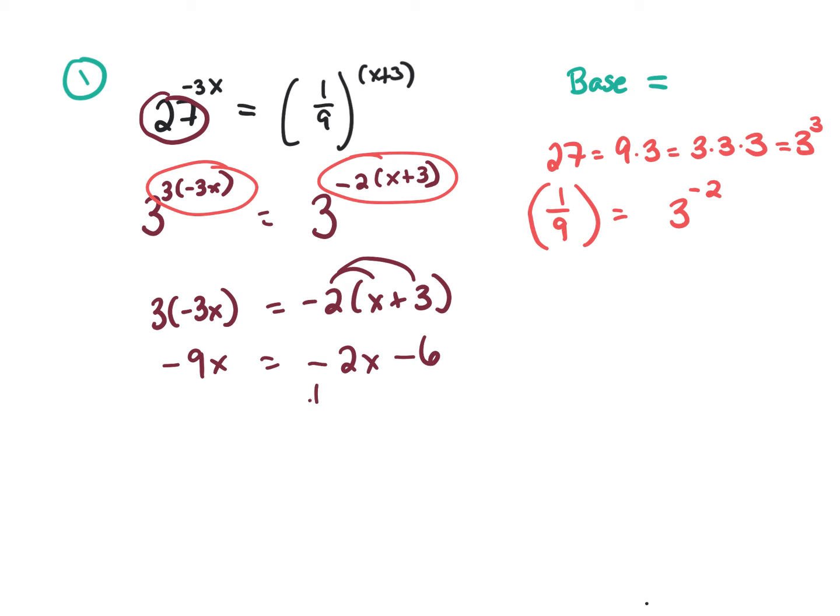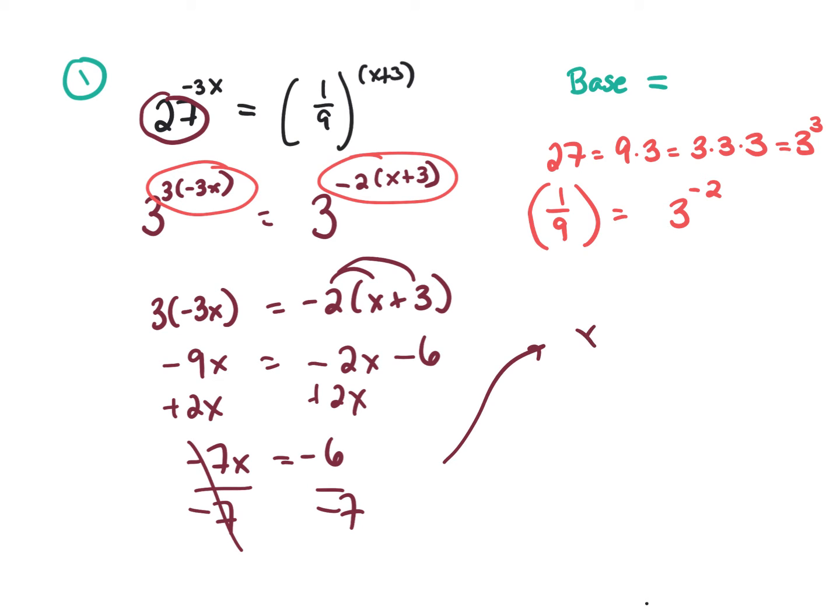I'll go ahead and add 2x. Since it's just linear, we get all the x's on one side and then divide out. So negative 6, or 7x equals negative 6. And then I'll just divide by negative 7. So if you ever get an exponential equation, the first thing you'd want to try to do is make the bases match. If they do, great. If they don't, then we'll have to do it kind of how we'll do in number 5.